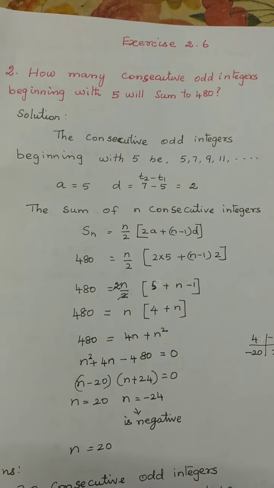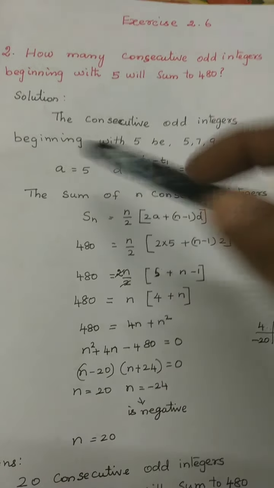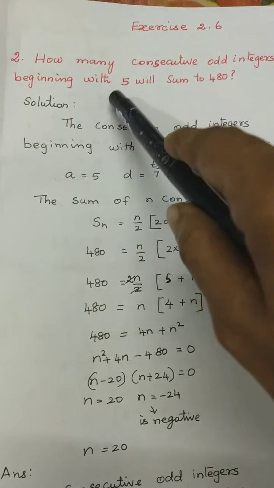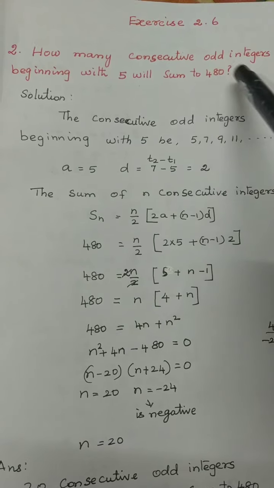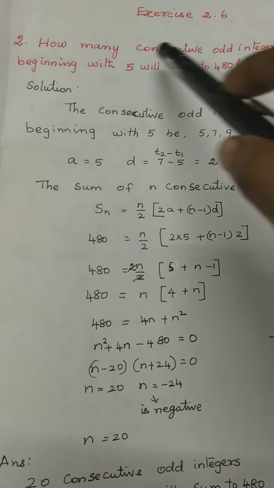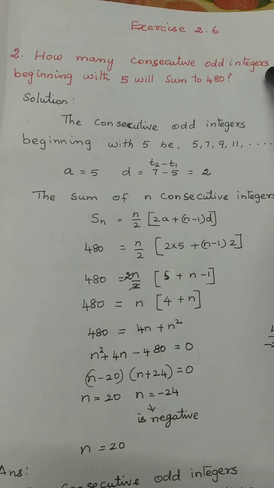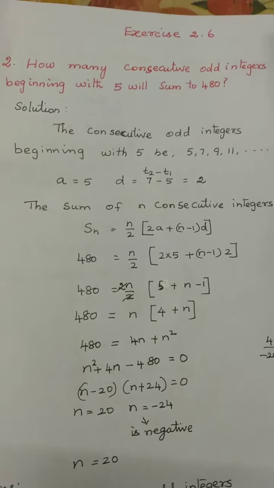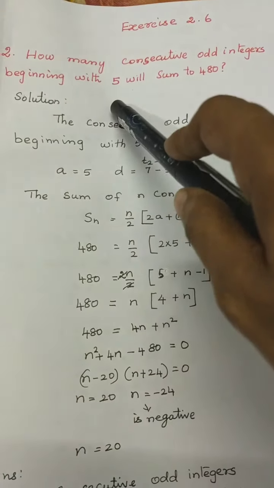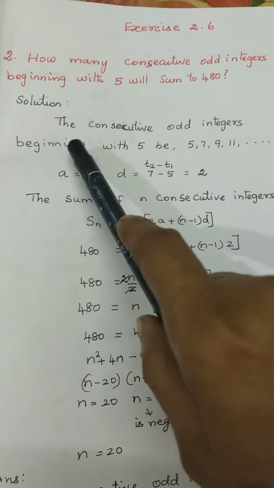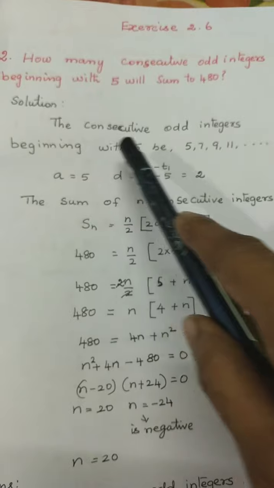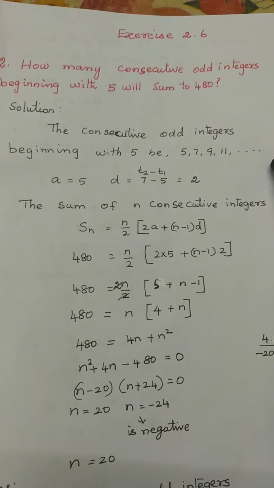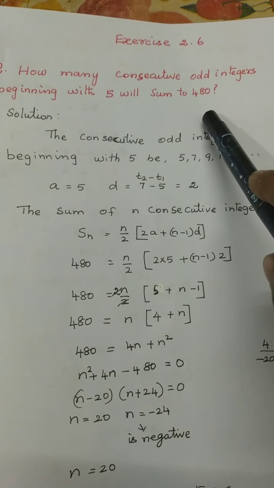Now we will see exercise 2.6, second problem. How many consecutive odd integers beginning with 5 will sum to 480? How many consecutive odd numbers? That is continuous odd numbers, like 1, 3, 5, 7. The first number is 5, it is beginning with 5. So the consecutive odd numbers beginning with 5 will be 5, 7, 9, 11 and so on. The sum is 480.